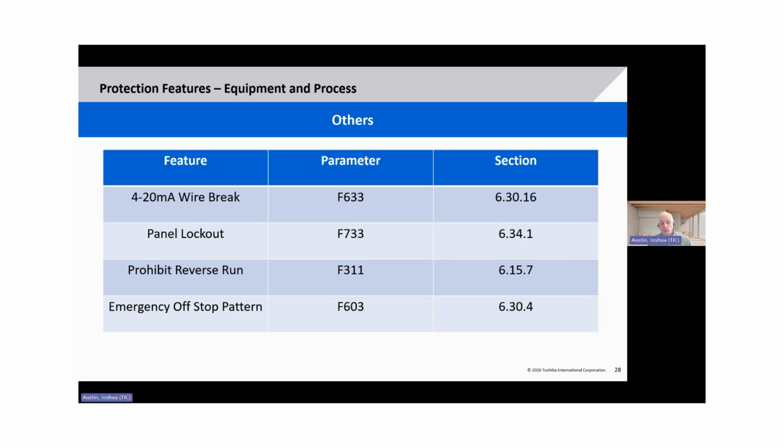The next one is prohibiting reverse run for applications where the motor should never run in the reverse direction. And then the last one is the emergency off stop pattern. So emergency off is going to be a stopping method, but depending on the application, we can program it to stop the motor in a multitude of different ways.